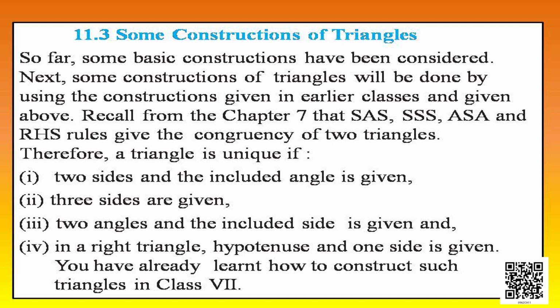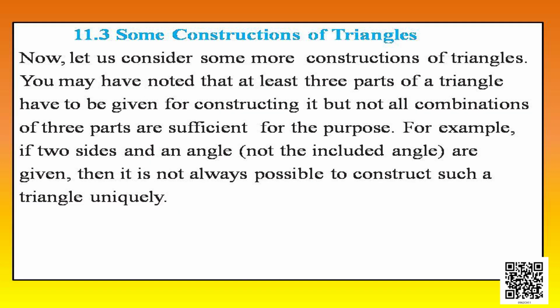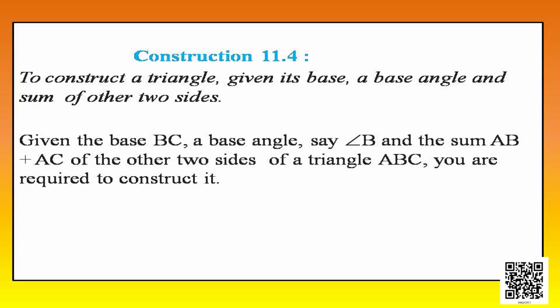We have already discussed how to construct such triangles in our previous classes. Now, let us consider some more construction of triangles. You may have noted that at least three parts of a triangle have to be given for constructing it, but not all combinations of three parts are sufficient for the purpose. For example, if two sides and an angle, not the included angle, are given, then it is not always possible to construct such a triangle uniquely. Okay. Students, let us now discuss construction 11.4.